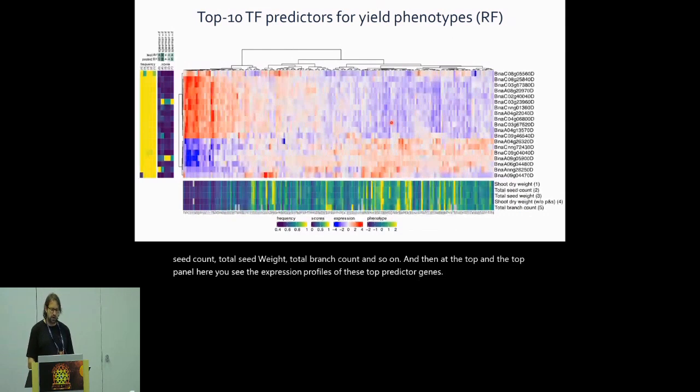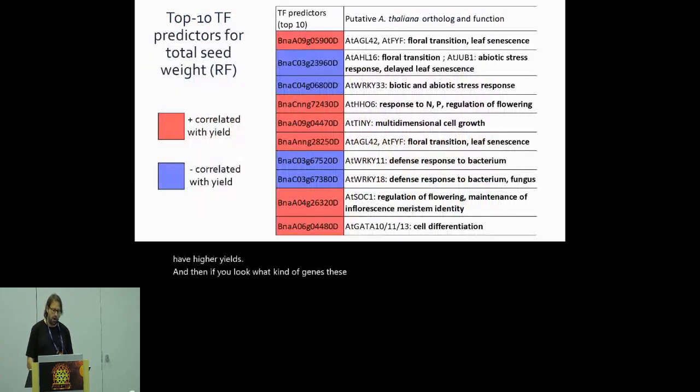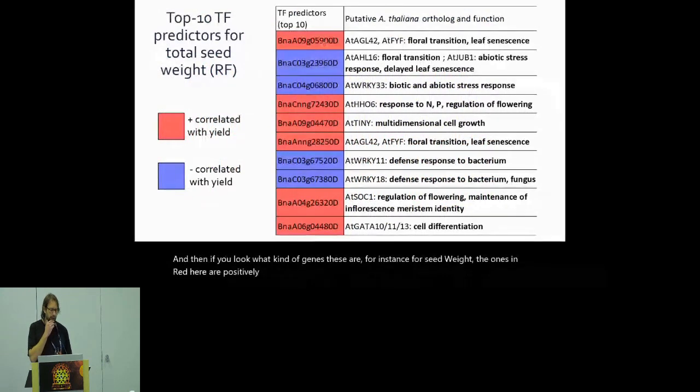And you see that there's actually two classes. There's a bunch of genes that are very highly expressed in plants that have low or poor yield. And then you have a bunch of genes that are more highly expressed in plants that have higher yield. And then if we look at what kind of genes these are, for instance, for seed weight, the ones in red here are positively correlated with yield. The ones in blue are negatively correlated with yield.